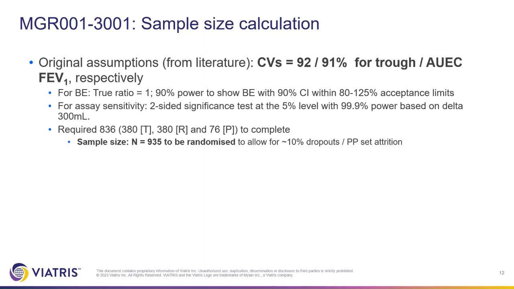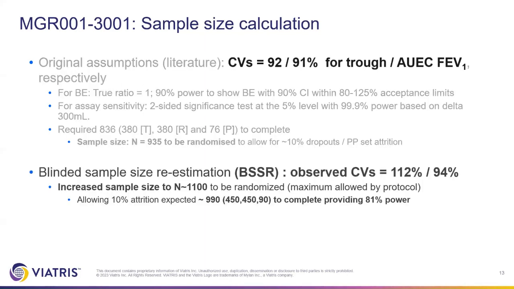Because this was the first study, though, we decided to include a blinded sample size re-estimation. And that occurred when 300 subjects had completed week 4, the day 28 assessment. And what we actually observed was a variability, which particularly for the trough FEV1 was higher than we had expected. And therefore, we'd set a maximum sample size within the protocol of 1,100 subjects, which was giving you just on 450 for each of the active treatment groups, 90 for placebo. And that was our sample size that we went to for the study.